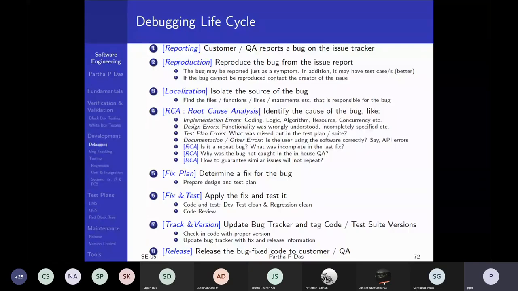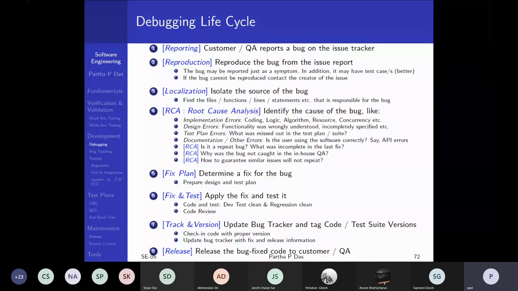It could be because of implementation error. Some code has been wrongly written, like it was to be if x equal to 0, instead x equal to 0 has been written. So every time the condition is checked, actually x is being assigned 0. Right? It's a coding error. It could be a logical error, it could be an algorithmic error, it could be a resource error, concurrency error. So there could be several types of implementation error.